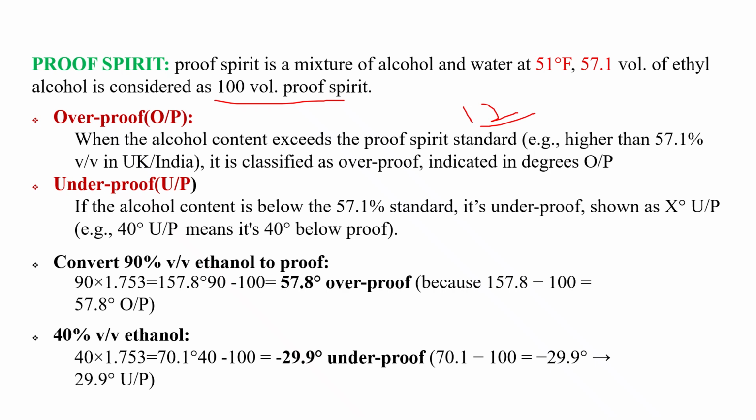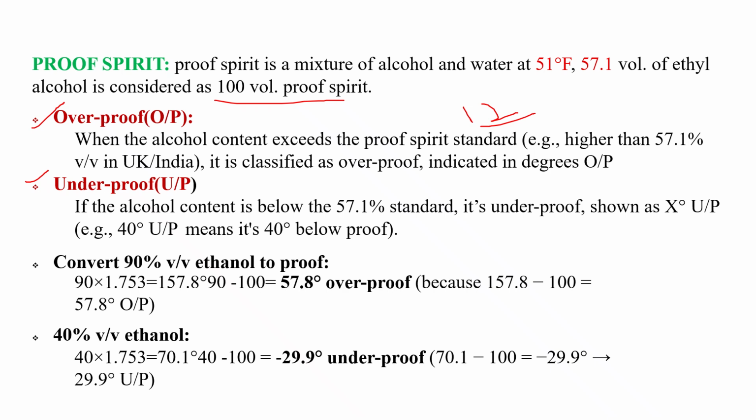Two types of proof spirit are there: one is overproof and one is underproof. So we have to know how to convert percentage strength to proof strength, and proof strength to percentage strength. Those are the two different portions from which we get questions. So first, how to convert percentage strength to proof strength. Another one, proof strength to percentage strength. They are the main points we need to remember.